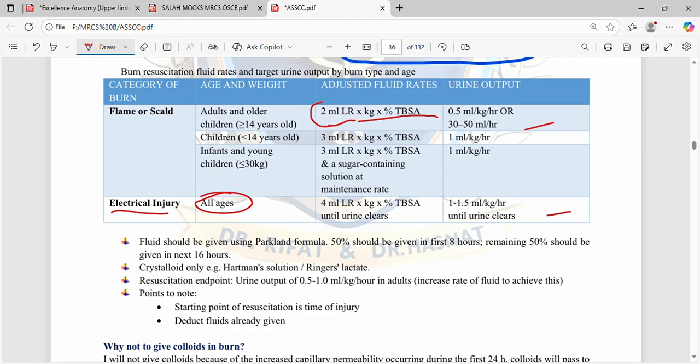And then we have the infants and young children less than 30 kg. For them, we have 3 ml Ringer's lactate times body weight times total body surface area, and a sugar containing solution at maintenance rate. So this is very important. Sugar containing, for example, 5% dextrose. So the urine rate should be 1 ml per kg per hour.